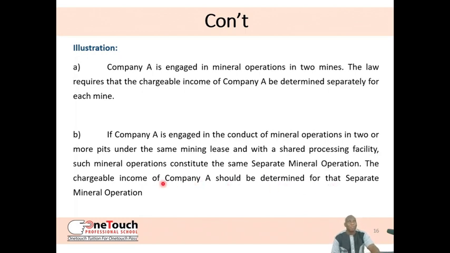Okay. So you will see that here company A is engaged in what? The conduct of mineral operations in 2 or more pits. So though the pits are 2, but what is happening? Under the same mining lease, but with what? A shared processing facility. In that case, such mineral operations constitute the same separate mineral operation. It's the same separate because they are sharing the processing facility. The chargeable income of the company should therefore be determined for that separate mineral operation. You don't segregate them into two.